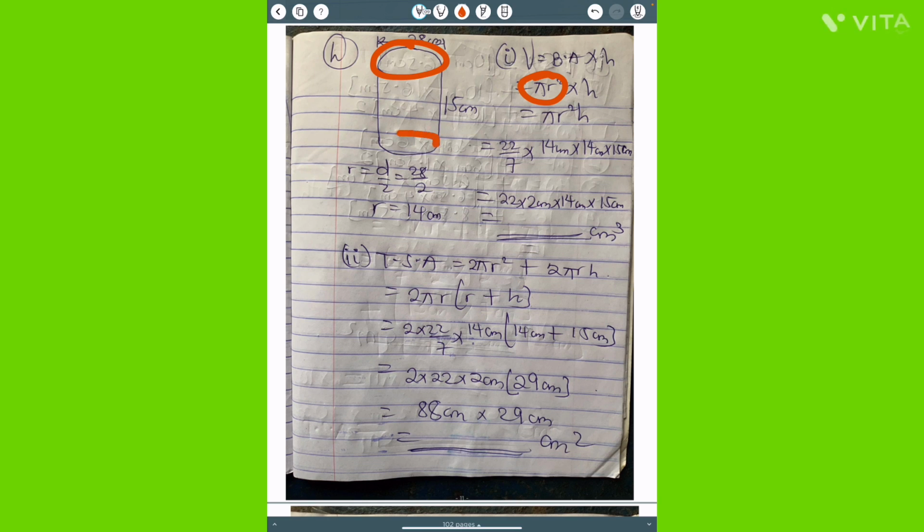The base is a circular base. The solid has a circular base since it's a cylinder. So pi r squared is the area of the base, times the height 15 will give you the volume. Your answer will be written here. Total surface area is 2 pi r squared plus 2 pi r h, like we did in the previous cylinder.